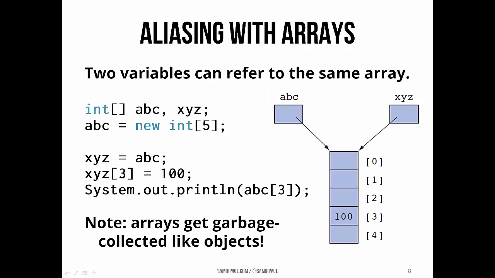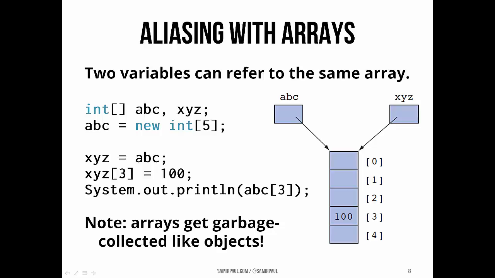Now, because arrays are objects, two variables can refer to the same array, as we see in this picture, where ABC and XYZ both refer to the same array of integers of length 5. And just like when we were working with objects and references to normal objects as we had seen them before, when we change something about an array using one of the references to it, we end up seeing those effects even when we access it through another array variable that points to the same object.